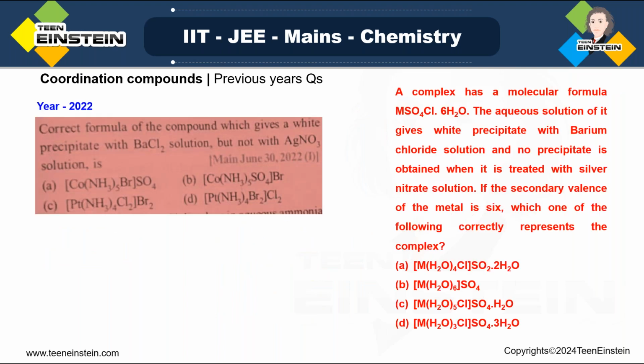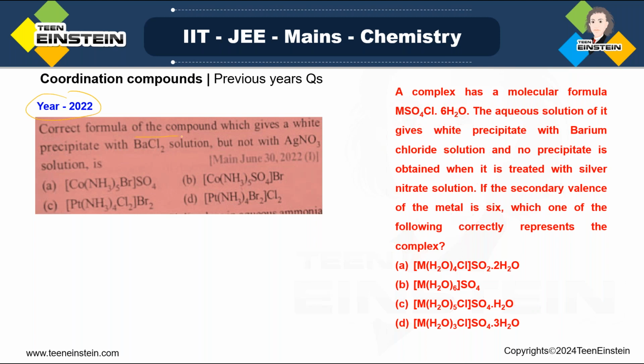Now here you can see 2 questions together, but why is it so? Because both the questions are of similar type. So this came in 2022, and the second question is basically from 2020. Okay, so see the similarity.